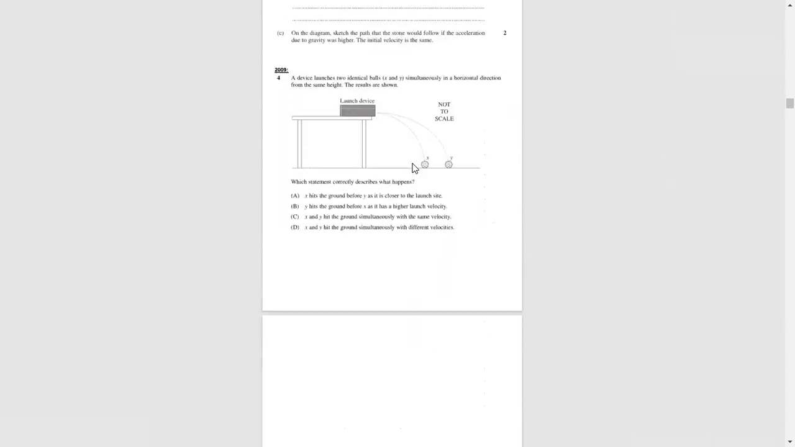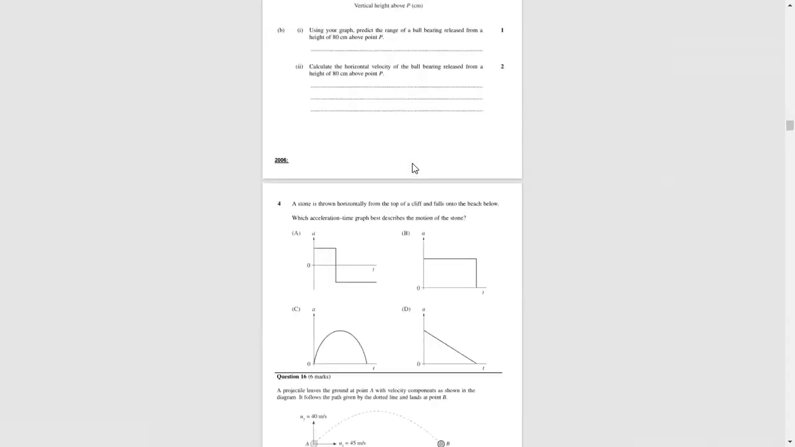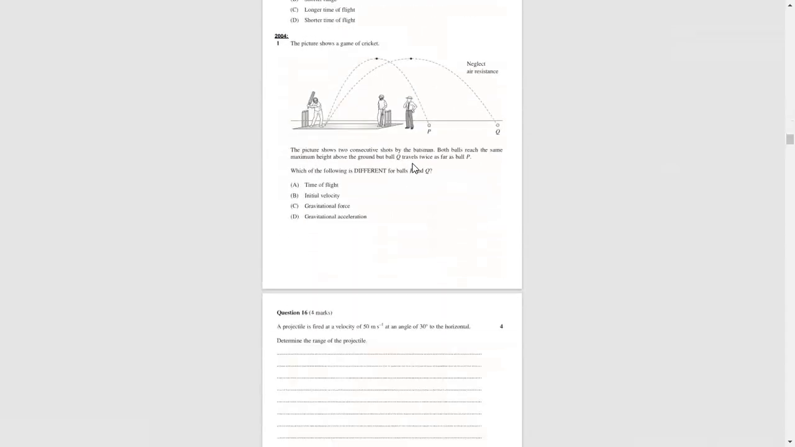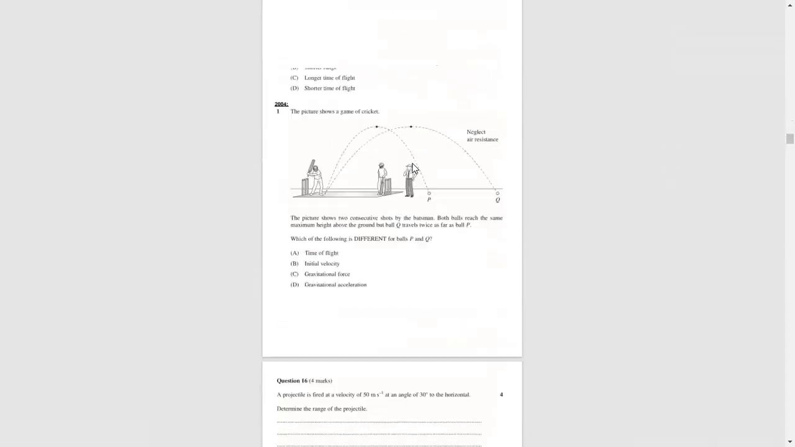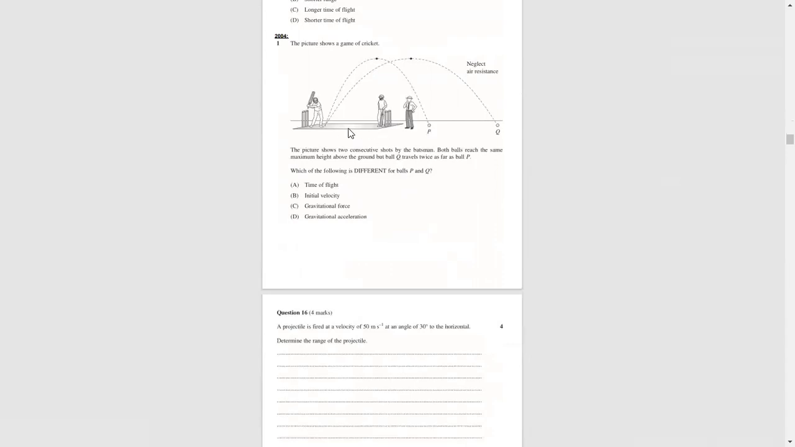You can see there's a decent number of projectile motion questions, and some of them are experimental in nature, but we've definitely covered quite a few. Just to give you very briefly, something like this is multiple choice. It shows 2 consecutive shots by the batsman. Both balls reach the same max height, but ball Q travels twice as far as P.